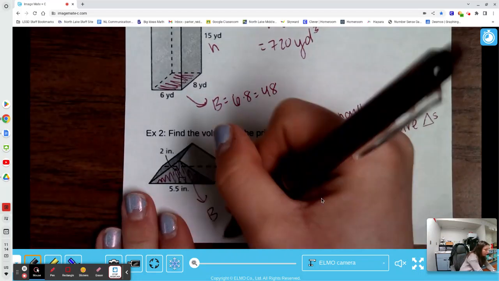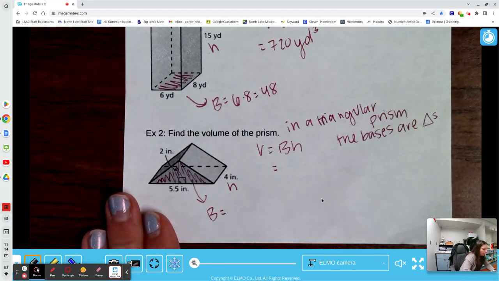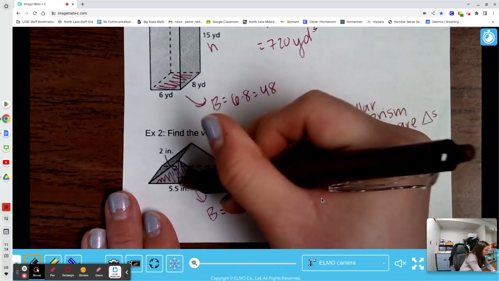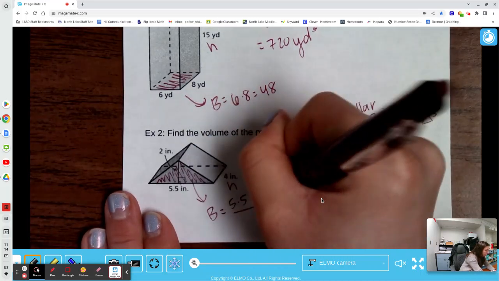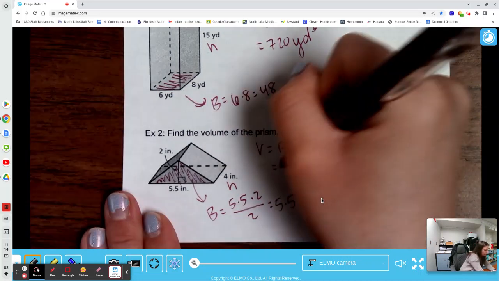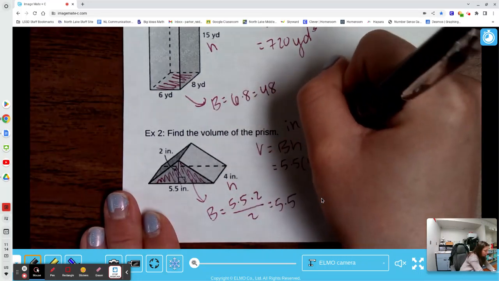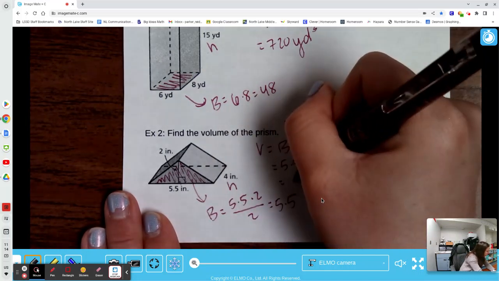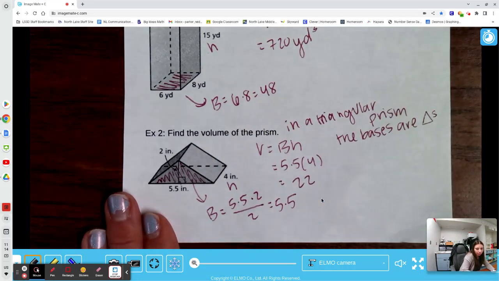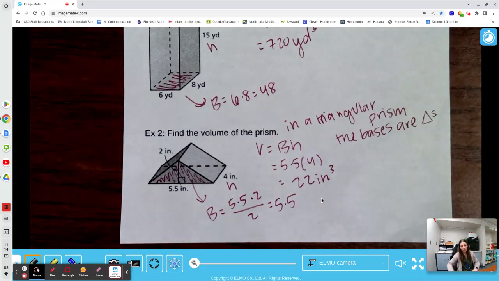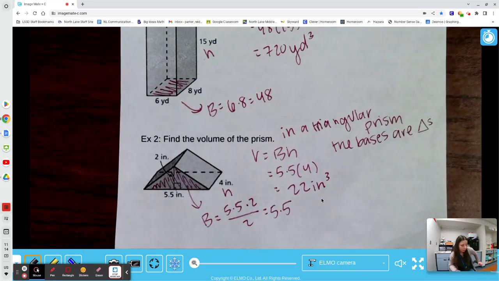So I'm going to find the area of the base. It's a triangle, so I'm going to do base times height divided by 2. The base of this triangle is 5.5, and its height is 2. So 5.5 times 2 divided by 2, that would be 5.5. And I'm going to multiply that by the height. Again, that's 4 because that's the measurement going from base to base, triangle to triangle. When I do that, I get 22. Don't forget to label it. In this case, I'm using inches cubed. My units cubed. So the volume of any prism is the area of its base multiplied by its height.